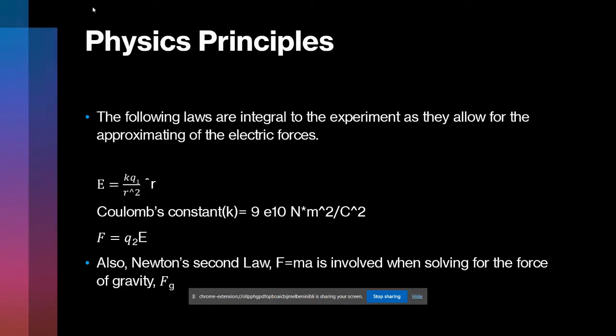First off, it's important to build the foundation on which the experiment's reasoning is based. So we have two formulas, Coulomb's law and Faraday's law, which ultimately work to create the way the electric force is created. We have the electric field, which operates on a single charge, and then how that electric field acts on another charge. And also Newton's second law comes into play while measuring the force and gravity on the tape.